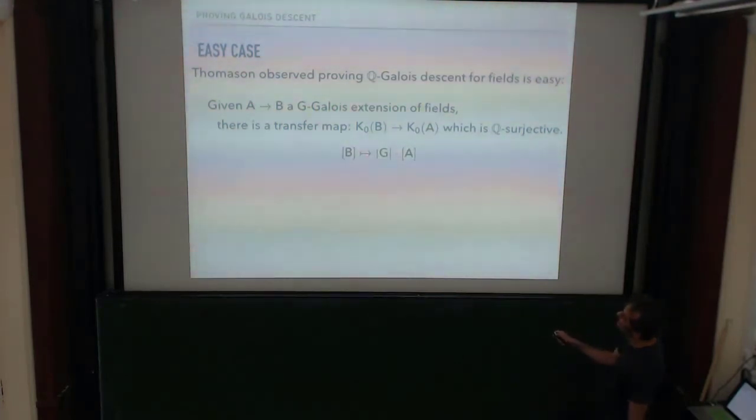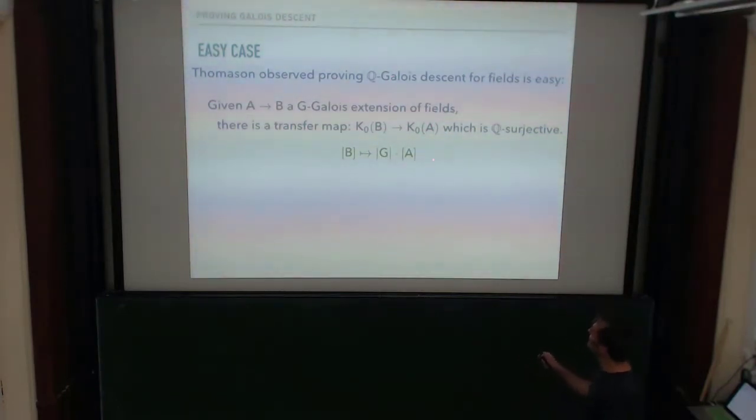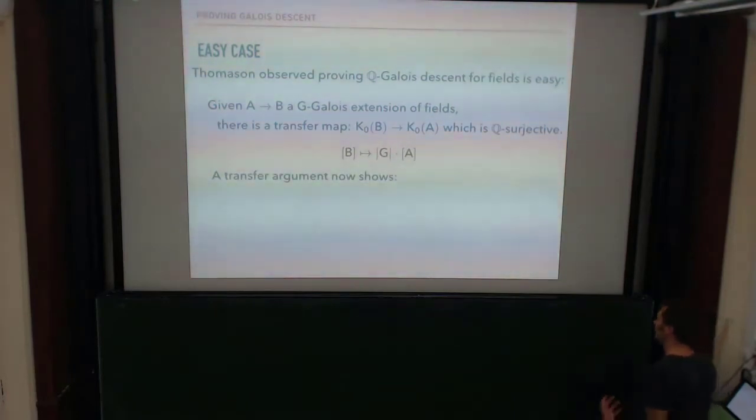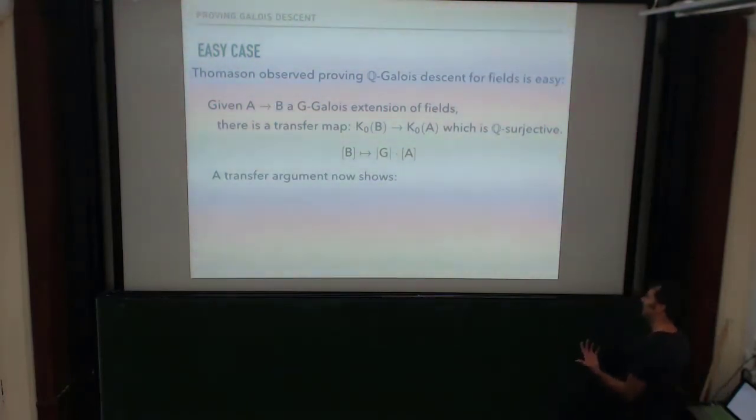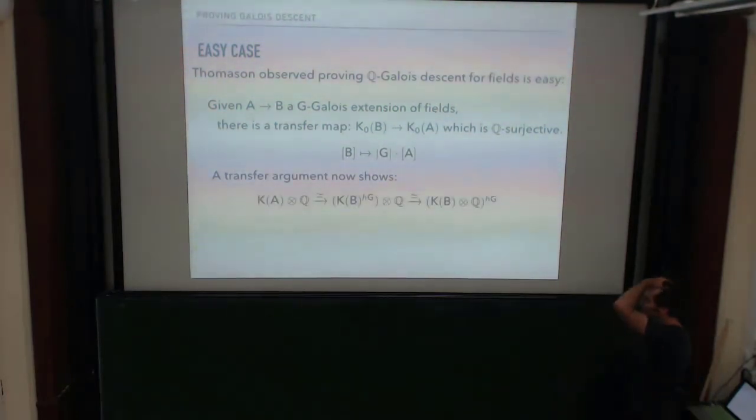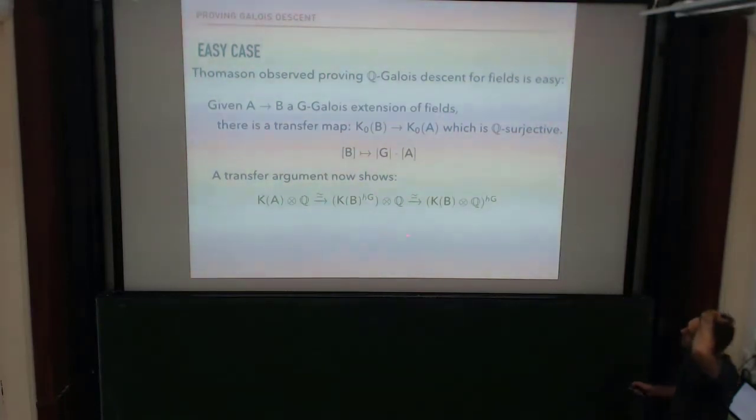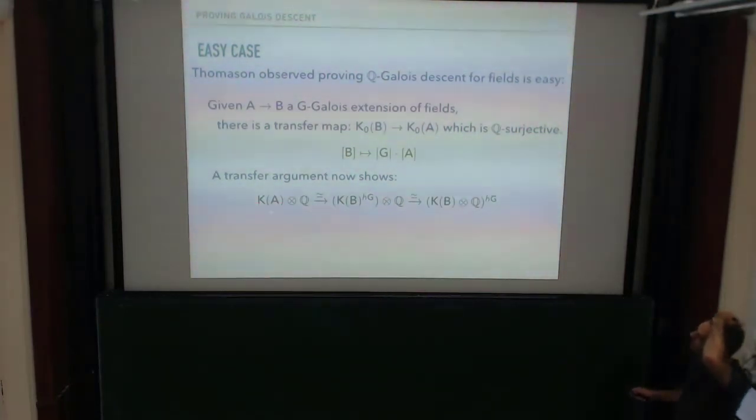So the class given by B forgets to a free A module indexed by G generators. You pass this guy, and this guy is just Z. So rationally, this hits a multiple of the unit. Now, Thomason then uses a very nice transfer argument, which I'll talk about in a minute, which shows that from this you can show that these maps are all equivalences, no matter how we parenthesize it with these rationalizations.